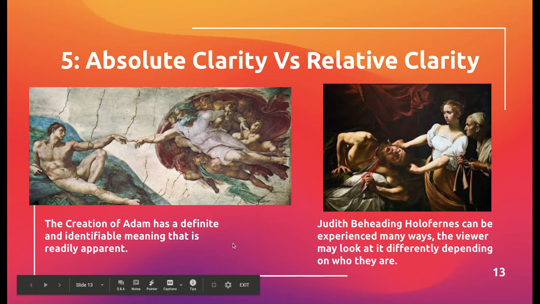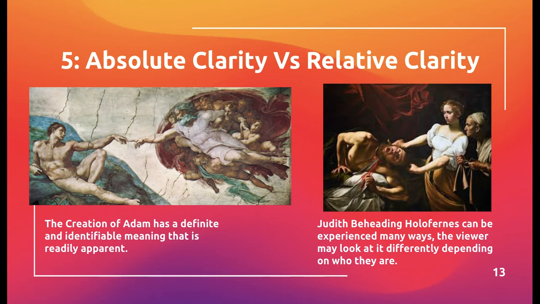Okay, so in the Creation of Adam on the Sistine ceiling, this has a definite and identifiable meaning. This is God creating Adam. There's no interpretation here. Whereas in the Baroque, this is Judith beheading Holofernes. It can be experienced in many ways. The viewer may look on it differently depending on who they are. You may look at it as a just action or as a murder, depending on your viewpoint.